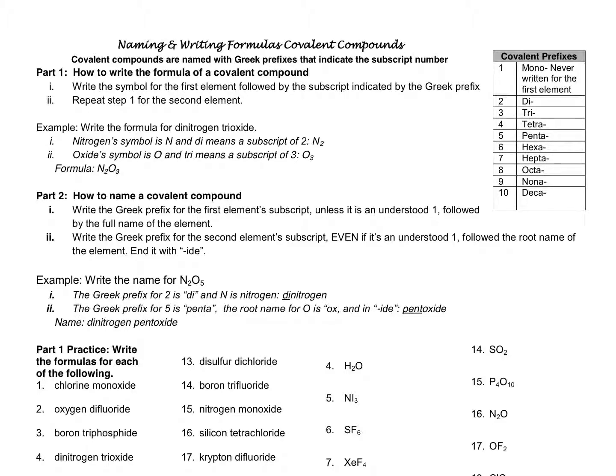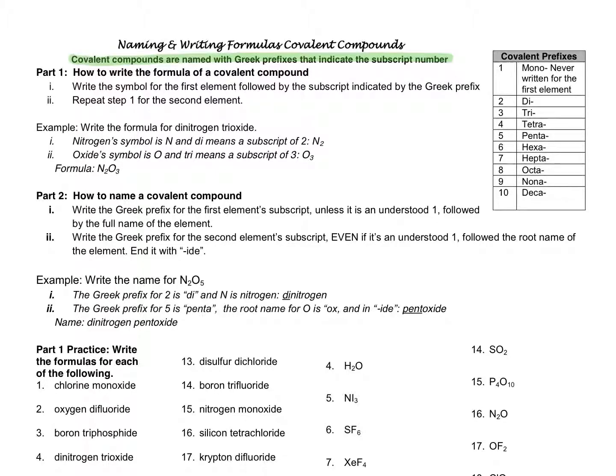So first you identify, is it a metal and a nonmetal, or is it just nonmetals? If it's a metal and a nonmetal, keep doing ionic. Do not confuse ionic with what we're going to learn today. If it's only nonmetals, then we use covalent. So covalent compounds are named using Greek prefixes to indicate the subscript number.